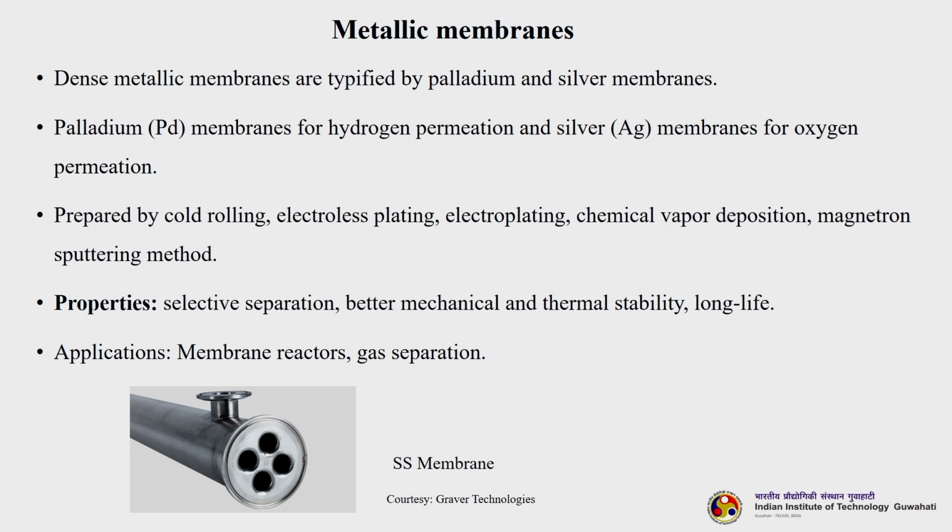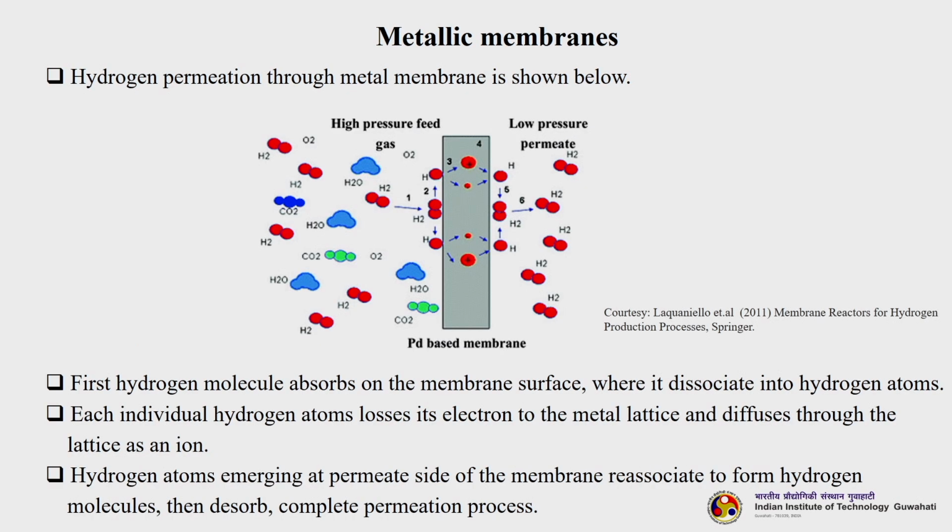This particular image shows a stainless steel membrane. Let us see how hydrogen permeation actually happens using this palladium based membrane. You can see a composition of gases on the feed side. What is our intended application? The intended application is to selectively permeate hydrogen, so that we get pure hydrogen on the permeate side. So, what will this palladium based membrane do? First, the hydrogen molecules are absorbed on the membrane surface.